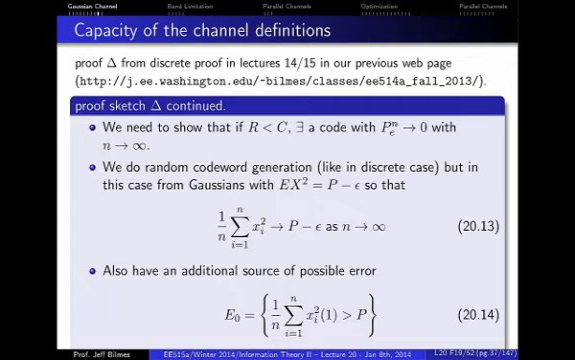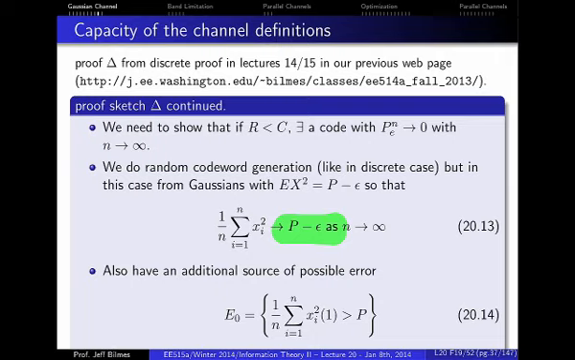The way this was done is to again use random code generation, like in the discrete case. But in this case, we generate random code words from Gaussians that satisfy the power constraint. And the power constraint has, like we saw before, an epsilon, but now the epsilon is something that's being subtracted from the power constraint.